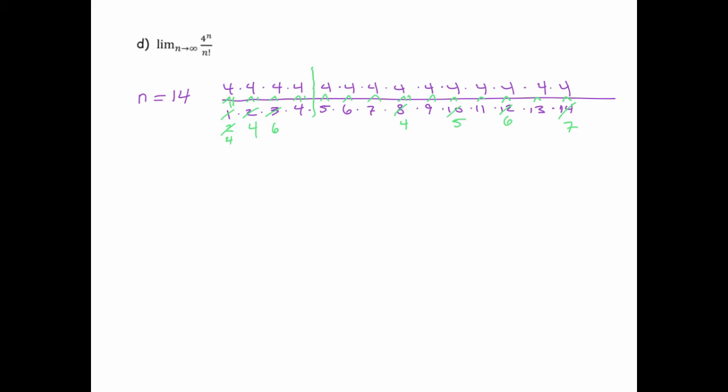So what you want to take away from this informal example is that n factorial grows faster than not only 4 to the n, but x to the n for all x values. Okay, so therefore this must be 0. Use that as an informal understanding of why we can say factorials outstrip exponentials, and that'll help us evaluate limits.